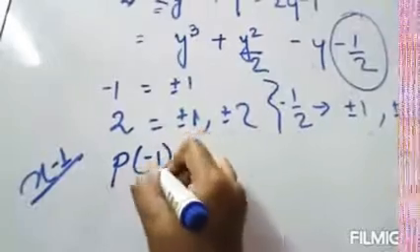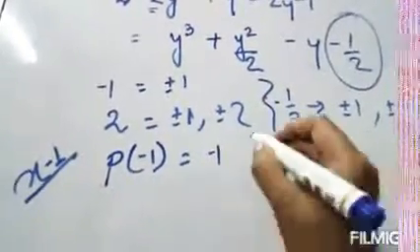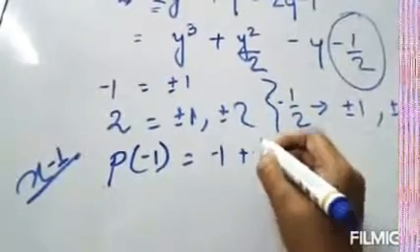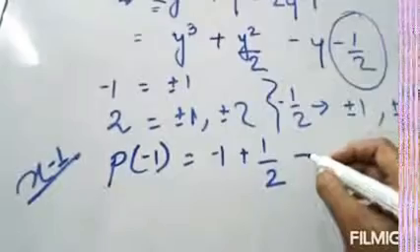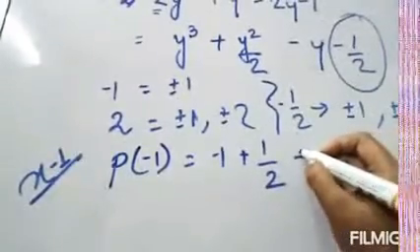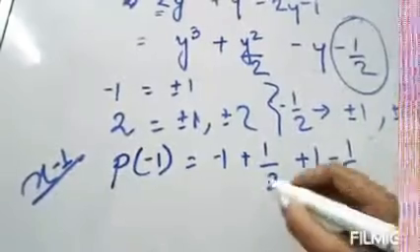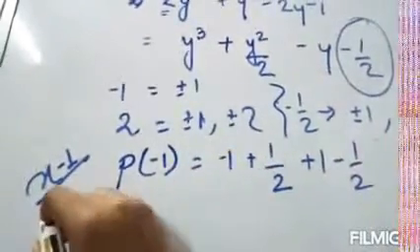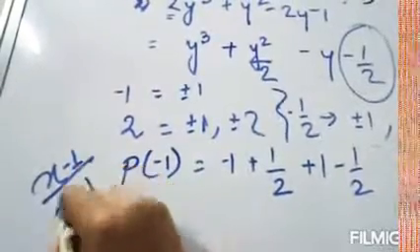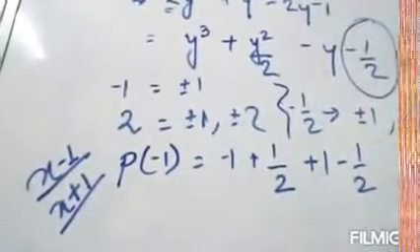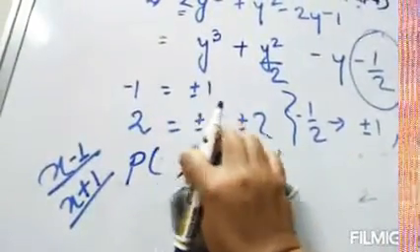similarly I'll substitute minus 1 and see. Minus 1 cube we get minus 1 only. Square we get 1. Minus 1 into minus will become plus 1 and this will become half. So again you see, minus 1 is also another factor, which means x plus 1 is another factor. Correct? So we have already got 2 factors.